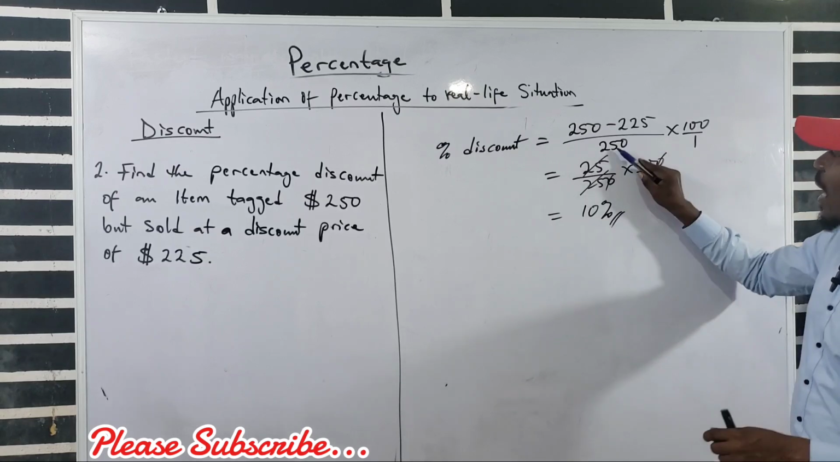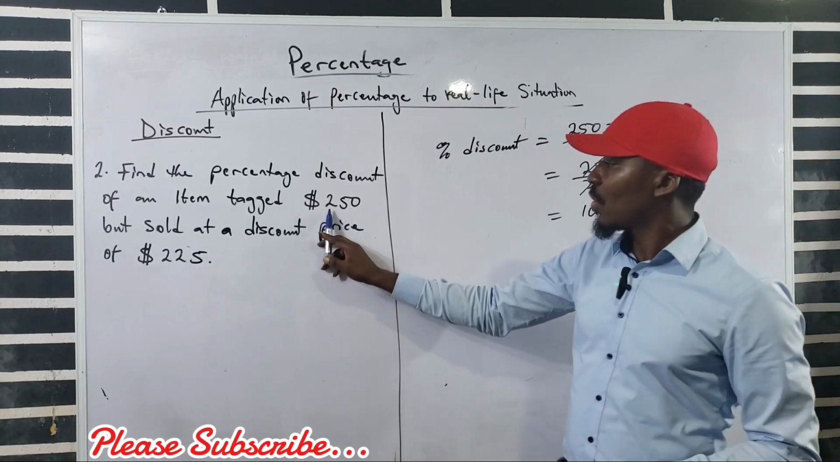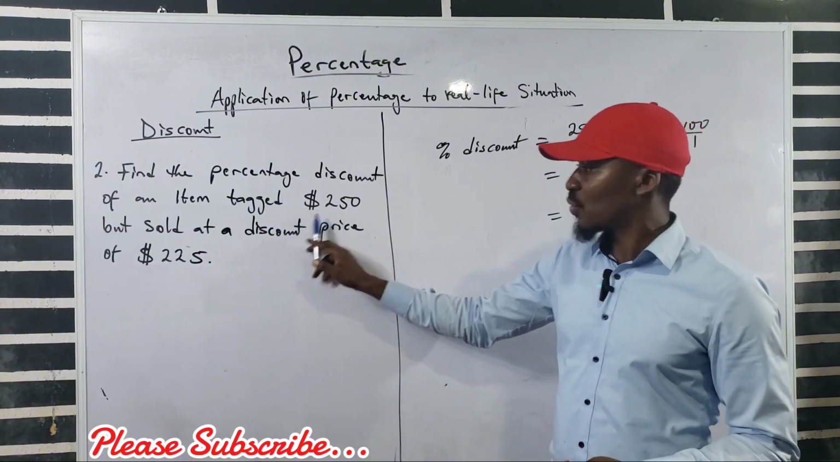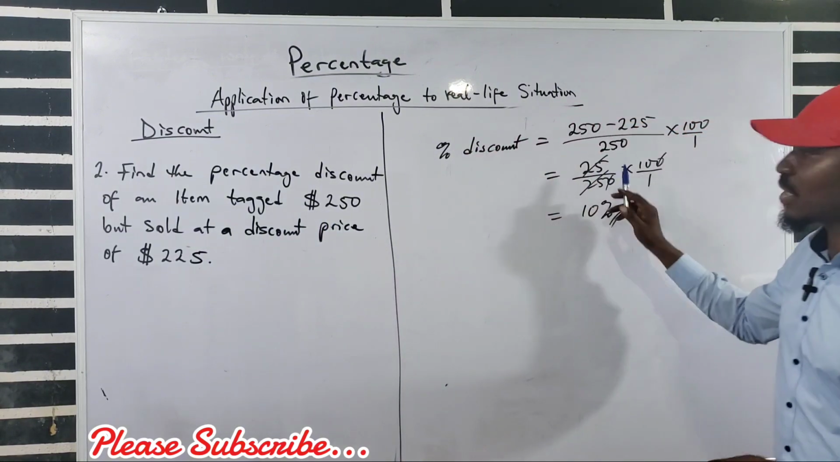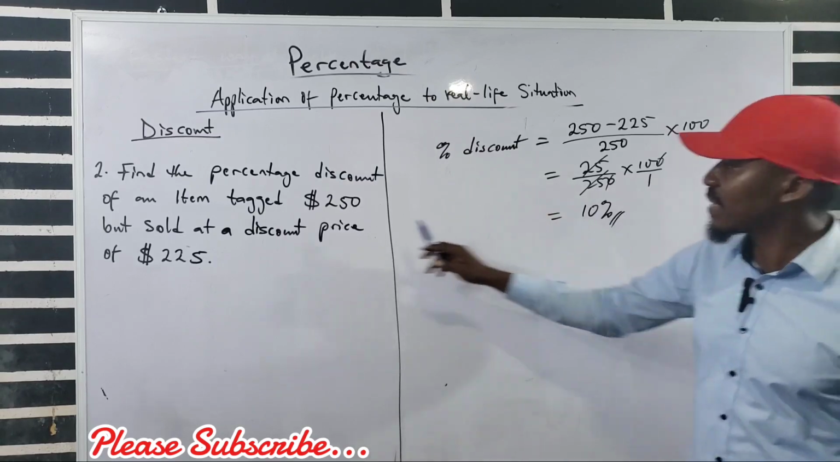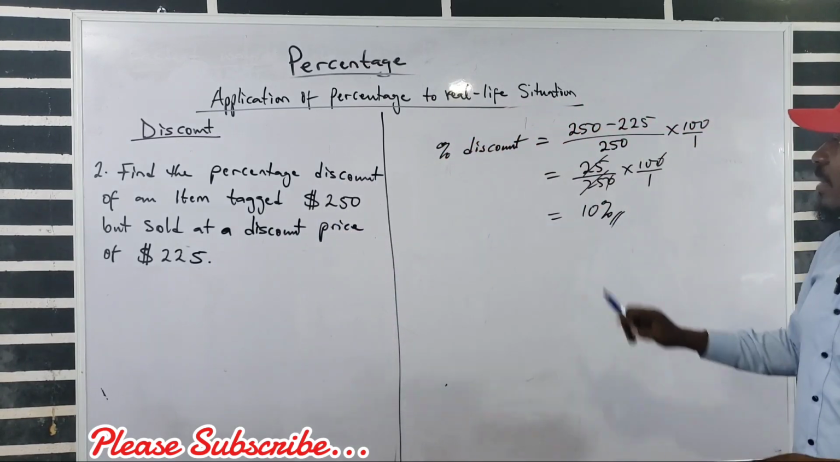Now you'll be wondering why I have 250 here. Yes, because 250 is the original price. That's the actual price. So this is the new price. So it will not make this one to be at the denominator. No. Percentage discount for this item that has moved from this price to this price is 10%.